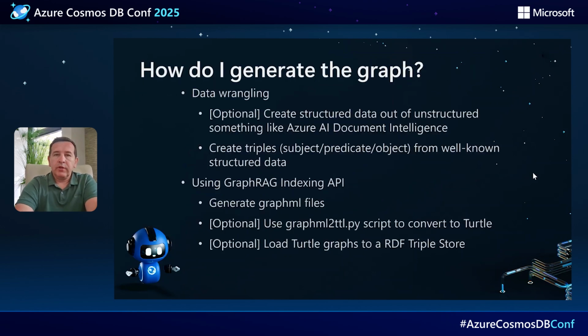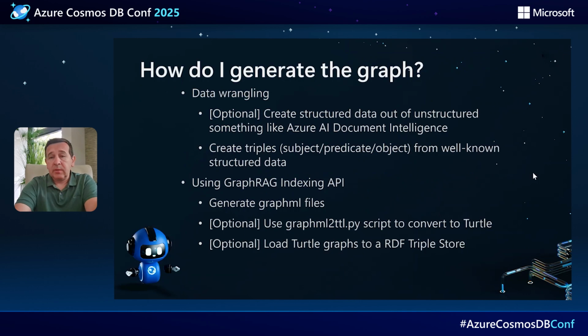So how do you generate the graph? First mechanism is data wrangling. That's what we typically use with customers because they typically come to us without structured data. Well, sometimes even without structured data, but definitely without graph data. So we create a structured data out of unstructured data that they might have with something like Azure AI Document Intelligence. It essentially does the entity extraction and named entity recognition from their data.